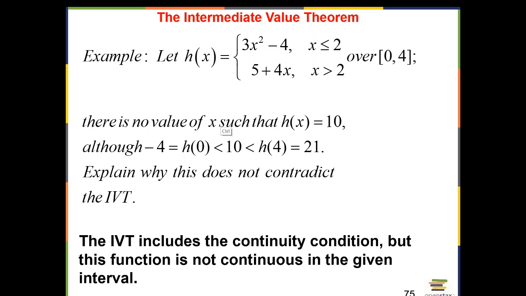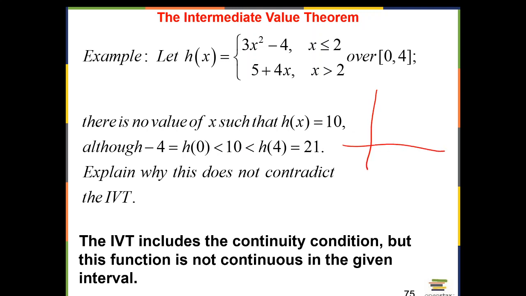So it says there is no value over here in this function over 0 to 4. It says there is no value of x such that h of x equals 10. Although, let me explain it here.